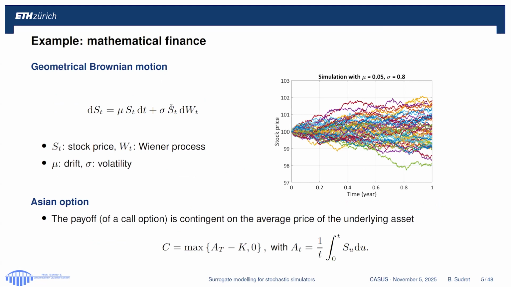Mathematical finance is another example here. I will not comment because I have absolutely no clue. That was the work of my PhD student, but basically stochastic differential equations. Somehow, if you look at this term here, the Wiener process term, that's the stochasticity in the model.